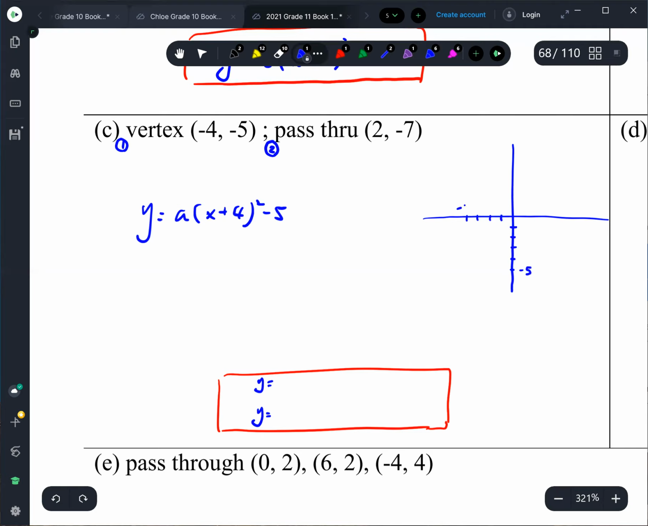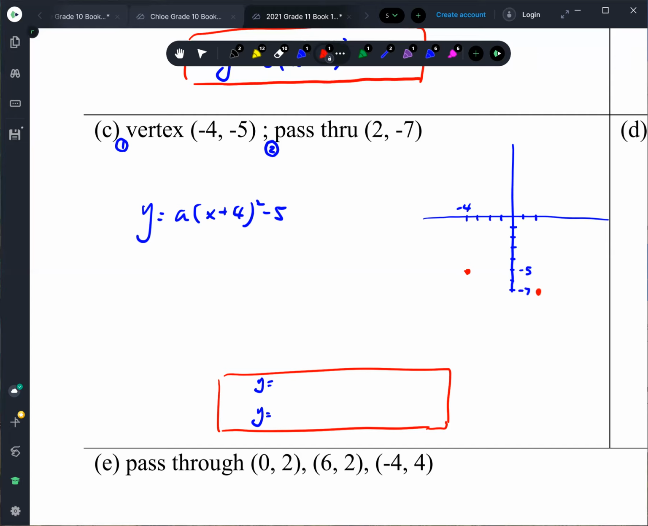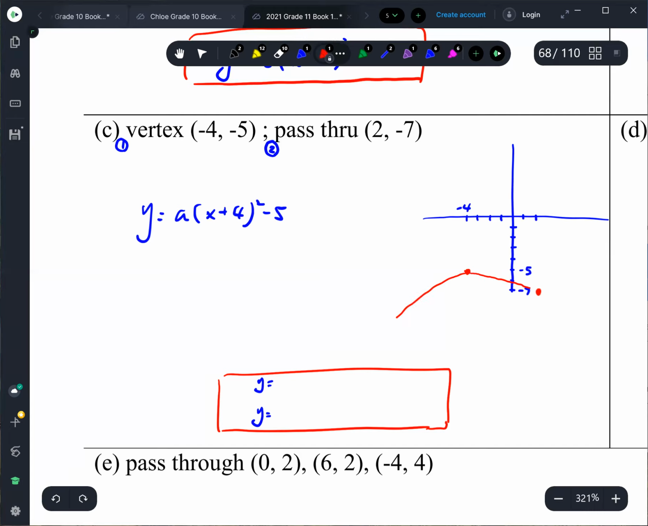Okay, how do you know? Because (-4, -5) is the vertex. Yeah, I'm drawing that right now. And then (2, -7) is lower than that. So okay, very good logic. Okay, so (2, -7) will be lower than that. It'll be down here. So in order to make it a vertex, it has to open which way? Down. Very good, very good.